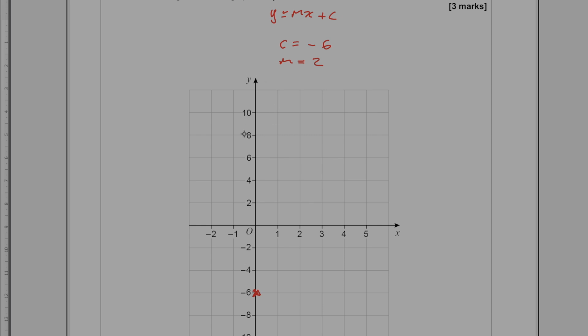My graph doesn't go up in 1s, it goes up in 2s, but across in 1s. So for every 1 across, I'm going to go 2 up. So join that with a straight line, and that's the most straightforward way of doing that. I could have done it from a table of values if I needed to, but I'm happy with that.